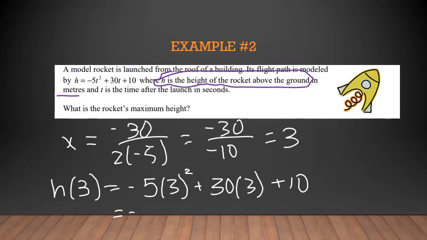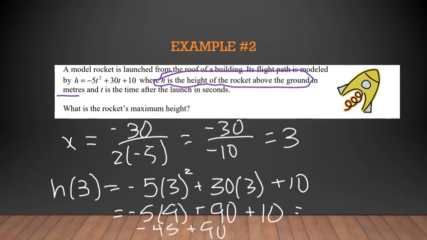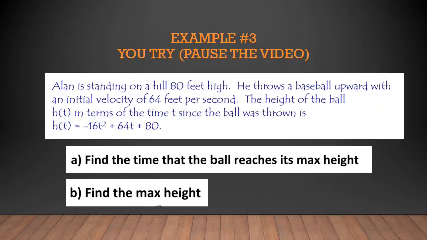So this would be negative 5 times 9 plus, I'll go ahead and call that 90 plus 10. So it'll be negative 45 plus 90 is 45. So plus 10 would be 55. All right, so we're looking at 55 meters as our final answer for the rocket's maximum height.